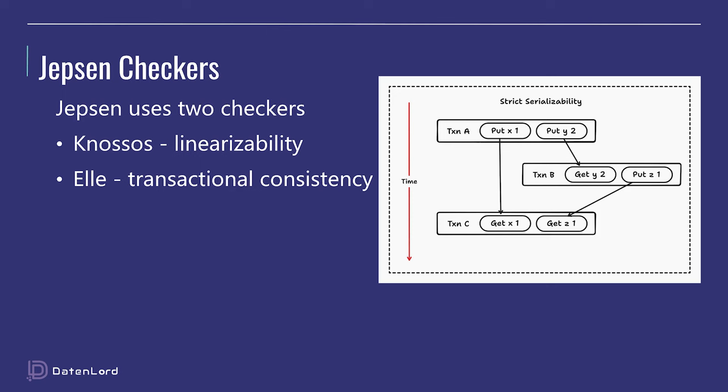In our testing, we specifically target strict serializability, which requires both linearizability and serializability attributes. If you take a look at the image, you can see that transactions not only appear in real-time order, but each transaction also reads the modification made by previous transactions.